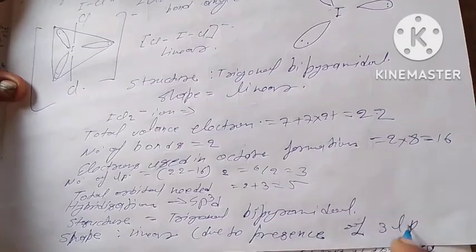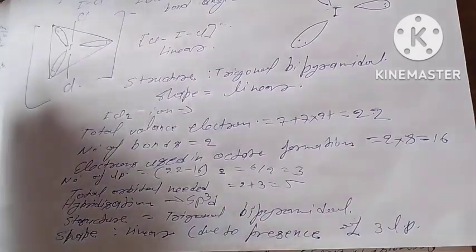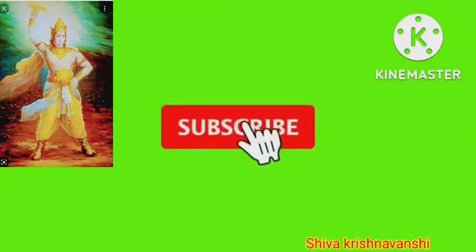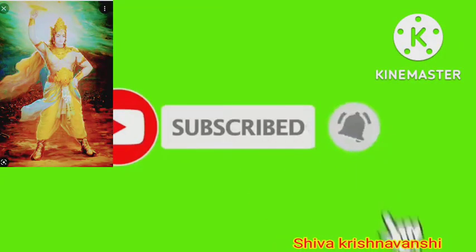This heading is completed. Next, we will study the structure and shape of some covalent molecules, and after that we will study molecular orbital theory, MOT, or Hund-Mulliken theory. Okay, thank you.